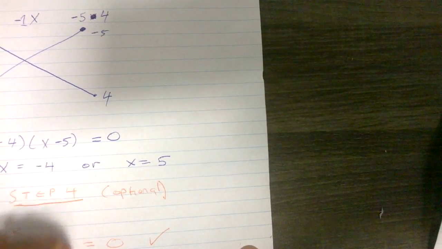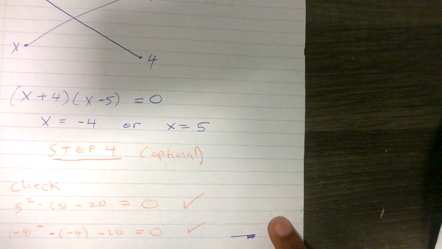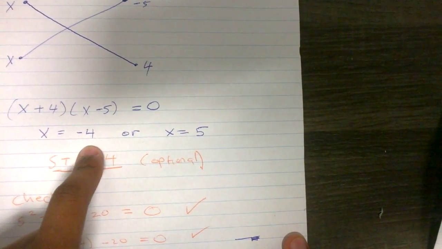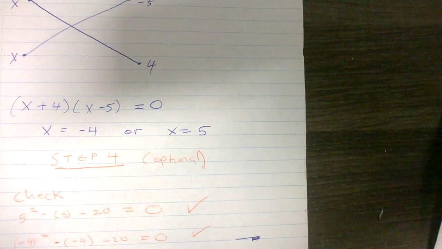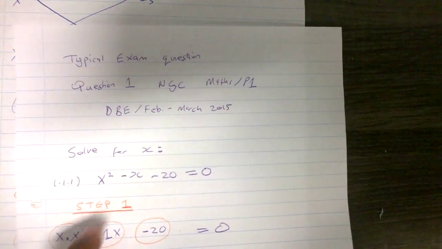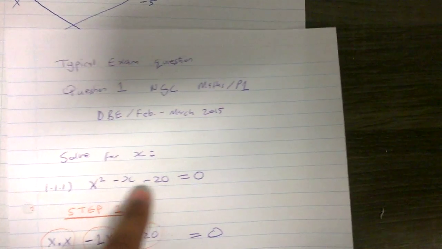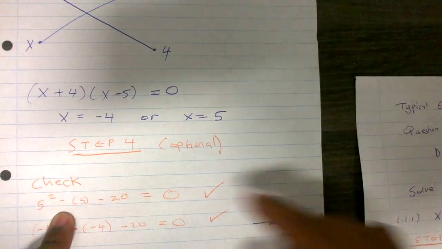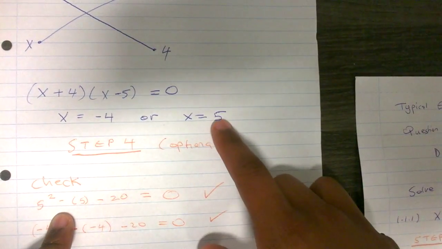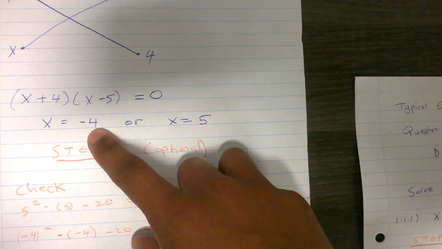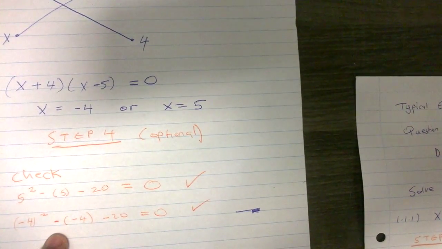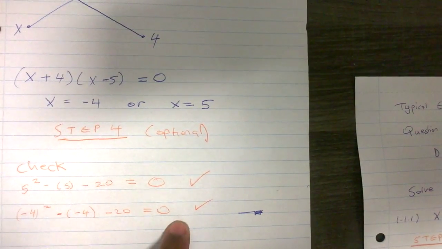Step 4 is an optional step. So what you can do, you can check to see that these answers that you got here will satisfy the original equation that you were given. So it's x squared minus x minus 20. So you're going to take, let's check. So you first take this negative 4 squared minus negative 4 minus 20. It does give you 0.